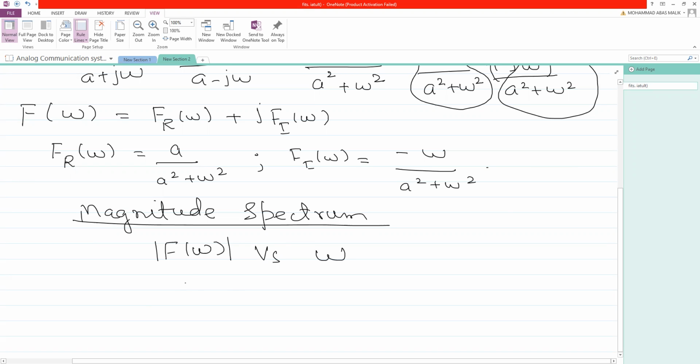Now, can anybody tell me the value of magnitude of F of omega? What this is equal to? Because in general, if r is equal to a plus jb, then magnitude of r will be equal to the root of a square plus b square, right? Root of a square plus b square, right? Yes, sir. Okay. Similarly, now tell me the value of magnitude of F of omega, mod of F of omega. Can anybody tell me the value?